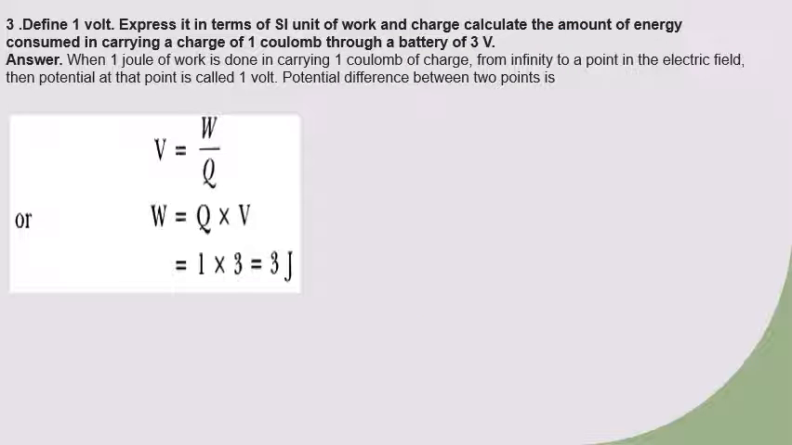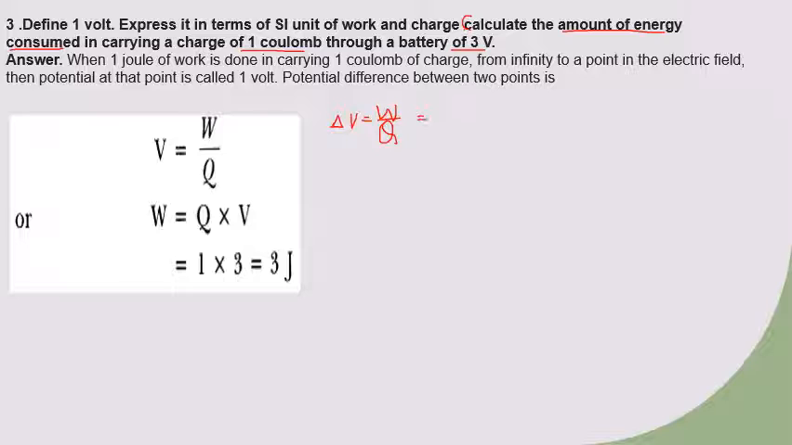Define 1 volt, express it in terms of SI unit of work and charge. And the next part of the question is: calculate the amount of energy consumed in carrying a charge of 1 coulomb through a battery of 3 volt. So let's do the first part, that is define 1 volt. Whenever you get these types of questions, first you write the formula. What is the formula of potential difference? That is V is equals to W upon Q. You can also write delta V is equals to W upon Q.